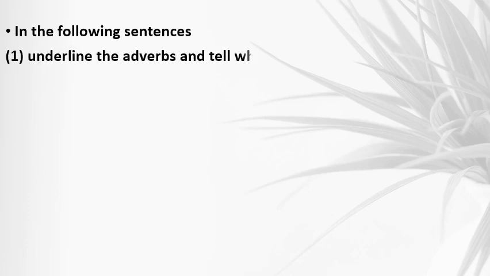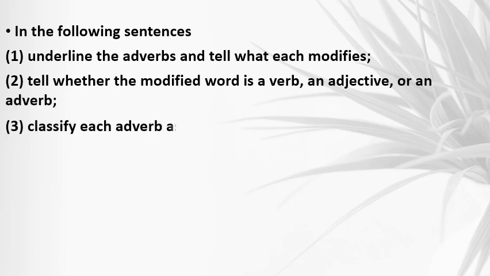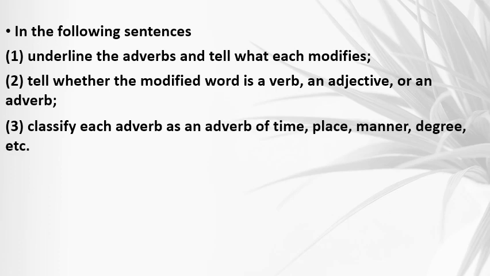So let's see exercise number 1. In the following sentences, number 1, underline the adverbs and tell what each modifies. Number 2, tell whether the modified word is a verb, an adjective or an adverb. Number 3, classify each adverb as an adverb of time, place, manner, degree, etc. Number 1, I am so glad to hear it.